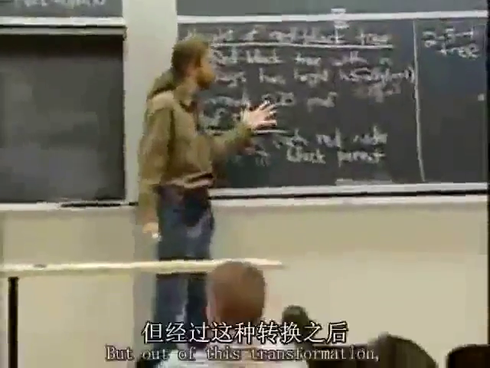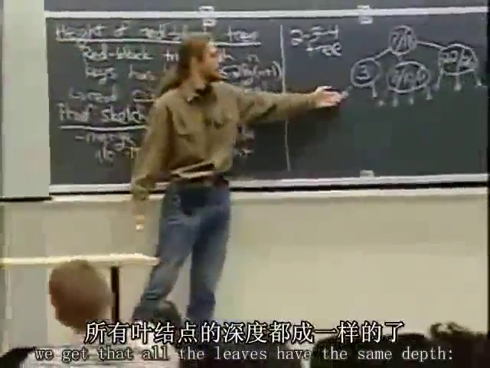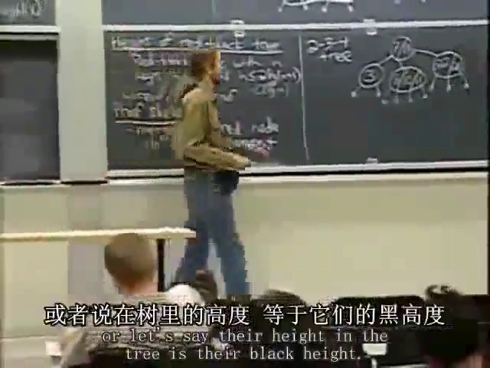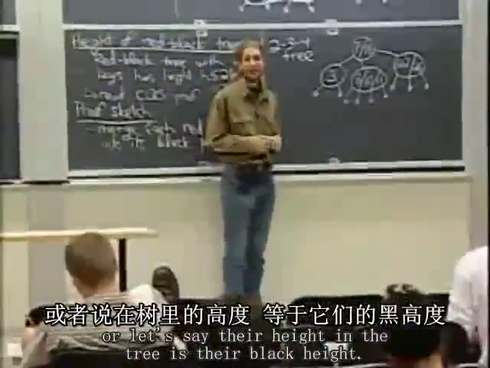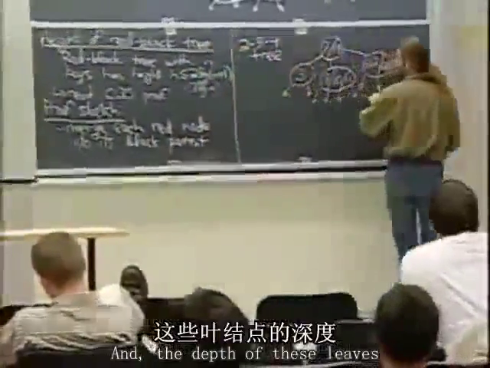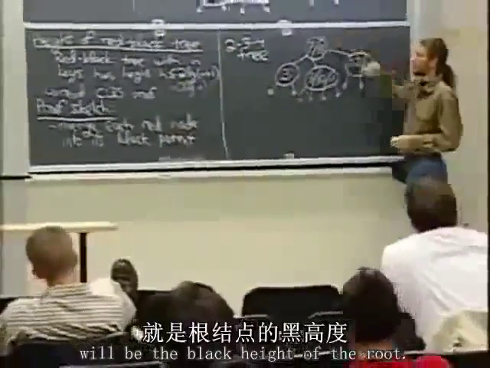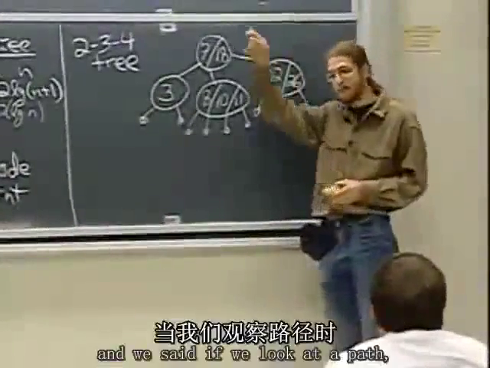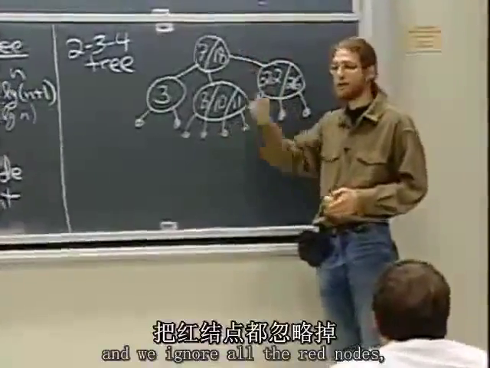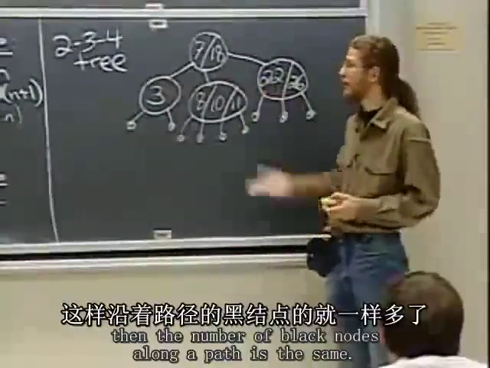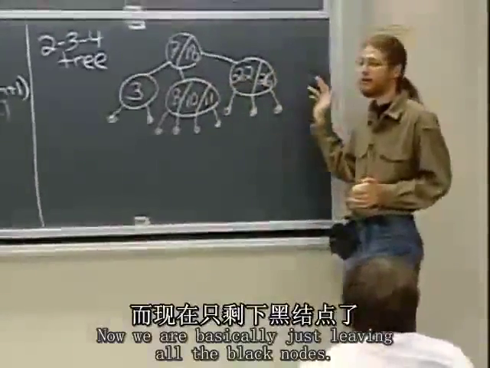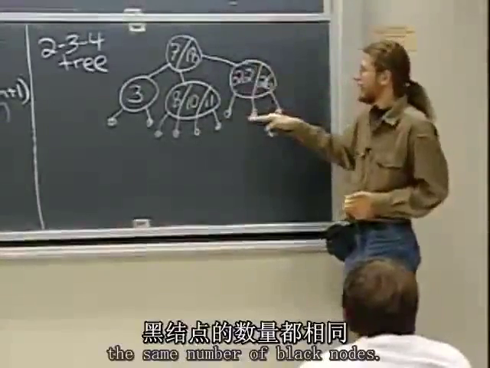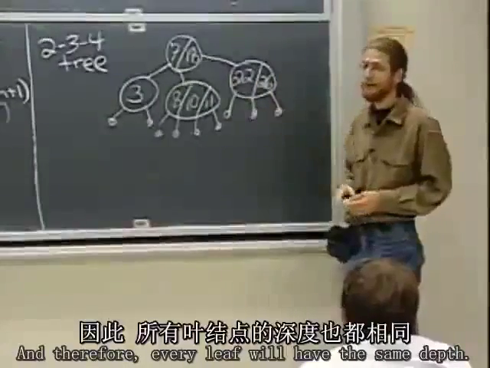But out of this transformation, we get that all of the leaves have the same depth, because their depth now, or let's say their height in the tree, is their black height. The depth of these leaves will be the black height of the root, because we're erasing all the red nodes. And we said if we look at a path and we ignore all the red nodes, then the number of black nodes along that path is the same. Now we're basically just leaving all the black nodes. And so along all these paths, we'll have the same number of black nodes. And therefore, every leaf will have the same depth.